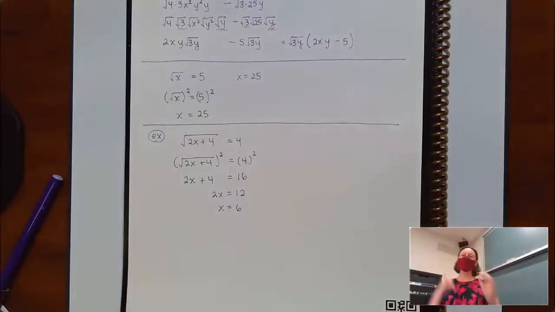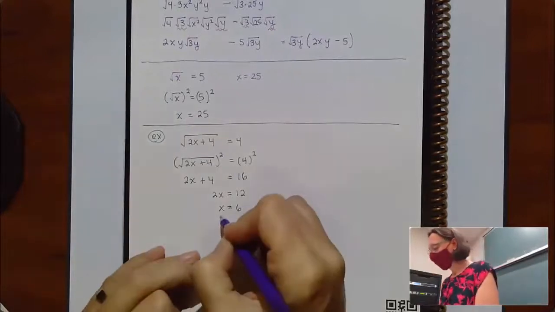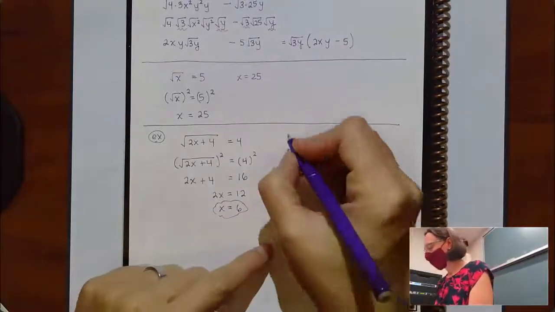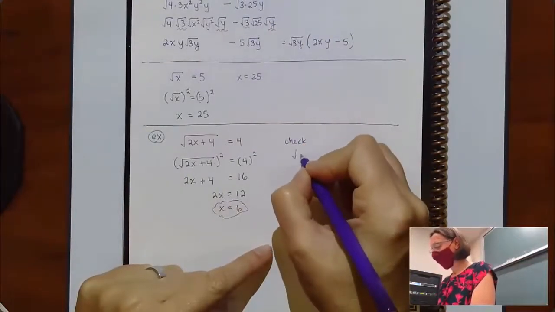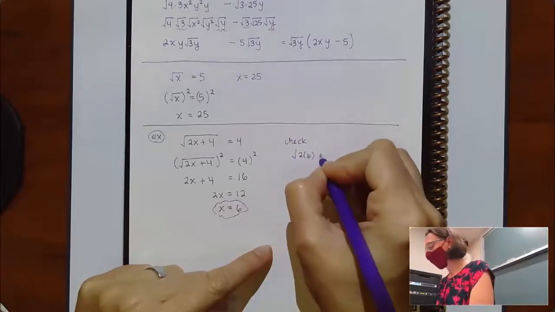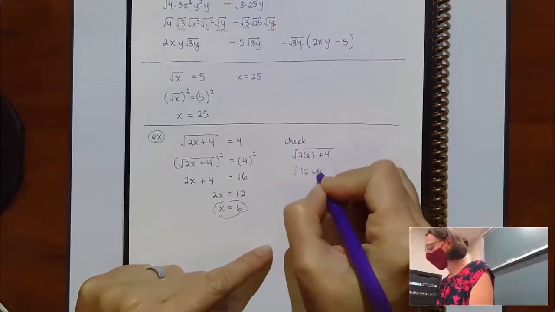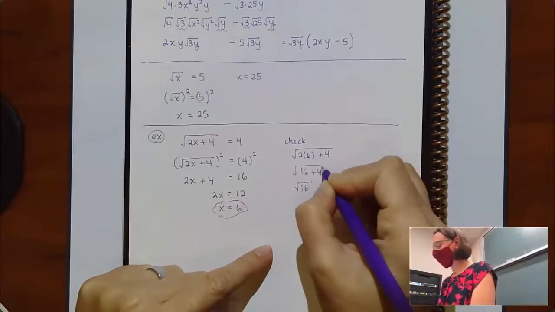I know some of you always ask me, how can you check your work? How can I make sure that I have the right answer? So this is definitely a case where I can take that value and plug it back into the original equation to see if the sides match up. So if I wanted to check this, I'm going to look at the square root of 2 times 6 plus 4, which is the square root of 12 plus 4, which is the square root of 16, and that is equal to 4. We're good.